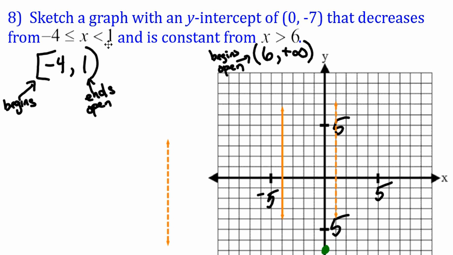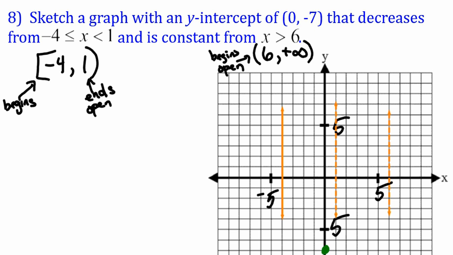And then we need something constant when x is greater than 6. So greater than 6 would be here, and it's going to go to infinity, right? So in this section here, I need something constant, but we're not using that input. So constant means no change, something horizontal, continuing on.